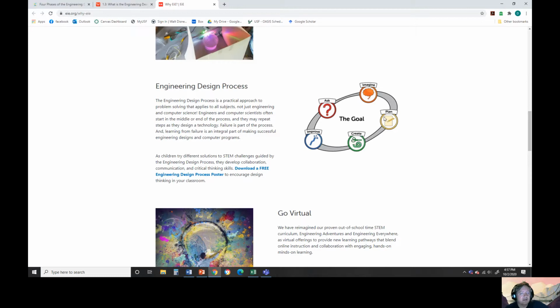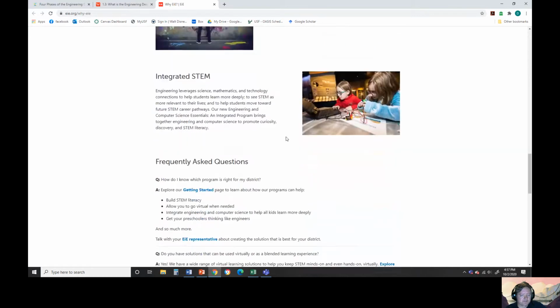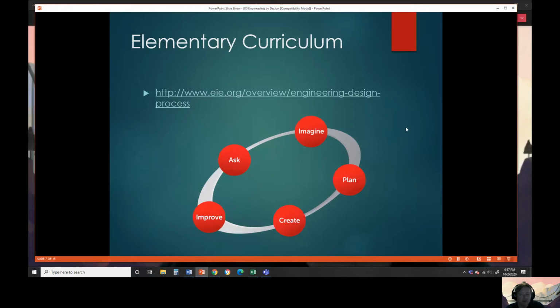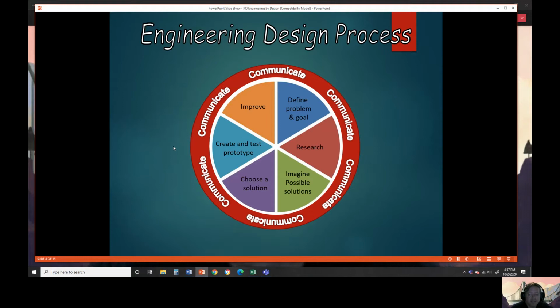A lot of times we think planning it out means I'm going to just start building something right away. Well, no, not necessarily all the time. Planning it out could be, let's put it on paper. A lot of times now our models are computer generated programs. We build the models first before we actually build the prototype. Once we create it, we see what works, what doesn't work, we improve. And we keep going again in this circular fashion. So you see, ask, imagine, plan, create, and improve. And we keep going.